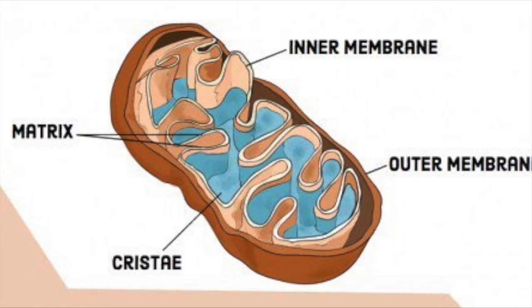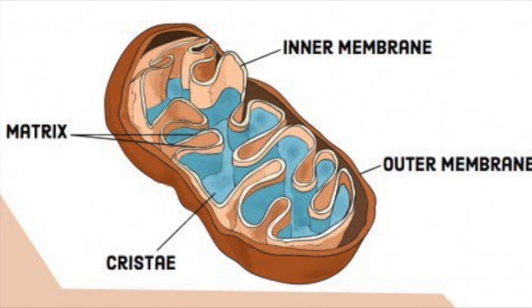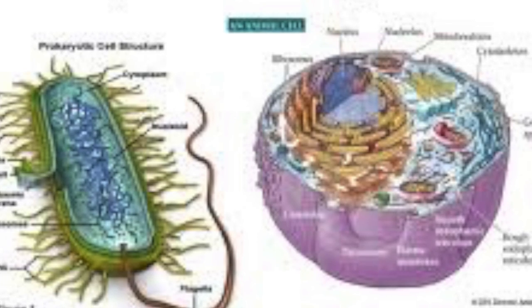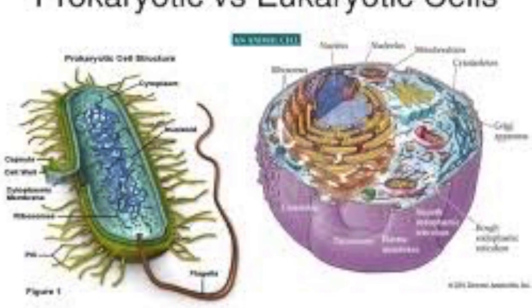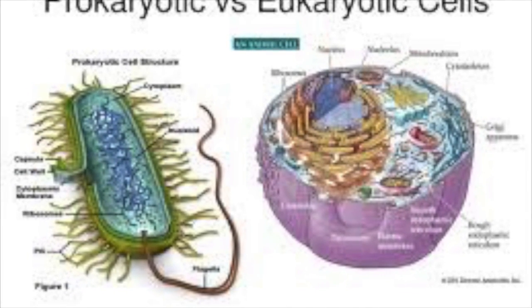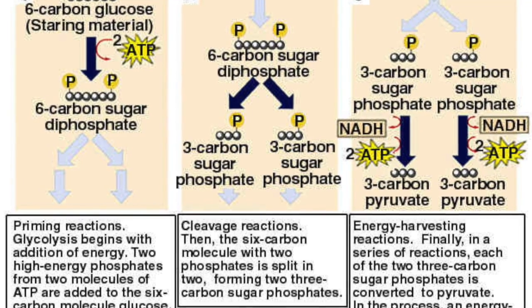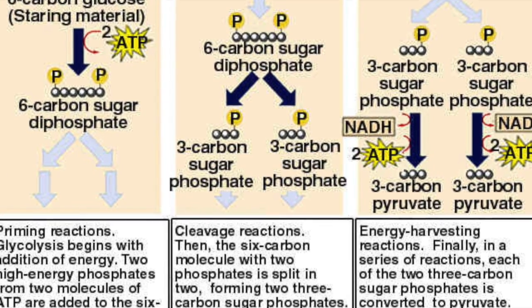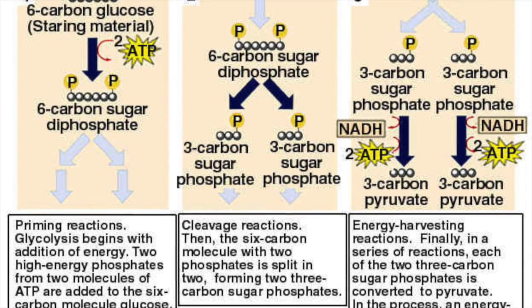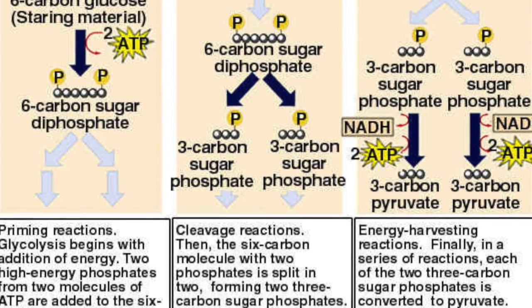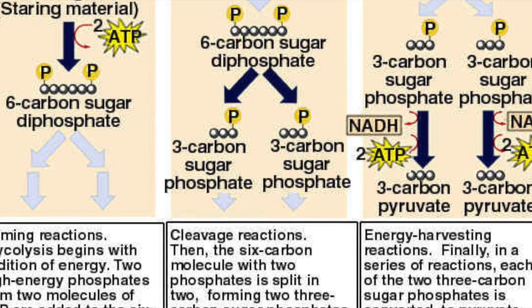The citric acid cycle takes place within the inner membrane of the mitochondria. Since the Krebs cycle is an aerobic process, it takes place only within eukaryotic cells. For the Krebs cycle to happen, glycolysis needs to occur. Glycolysis is when a 6-carbon glucose is broken down into two 3-carbon pyruvate molecules.